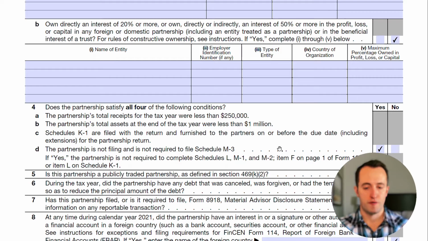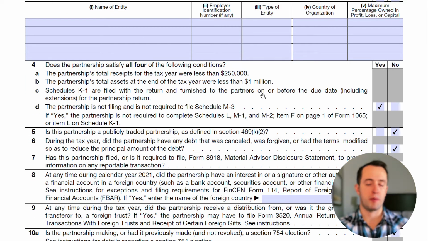Continuing down here. 4A, this is what I was referring to back on the first page where it dealt with item F. Did you have to have your assets accounted for? So basically you're going to go through here. Is the total receipts for the tax year less than $250,000? Are your assets less than $1 million? Do you have Schedule K-1s filed to or issued to each of the partners? And is the partnership not required to file M3? If all of these things apply, you're going to check yes. So then you don't have to worry about M3, M1, M2, Schedule L, and item F on the front page of the 1065. So it's probably going to be yes for the majority of people filling this out.